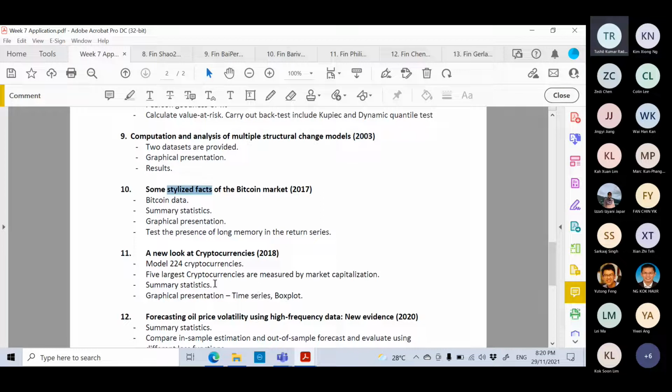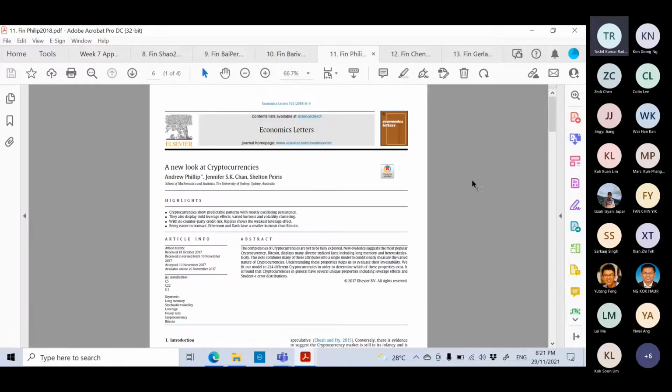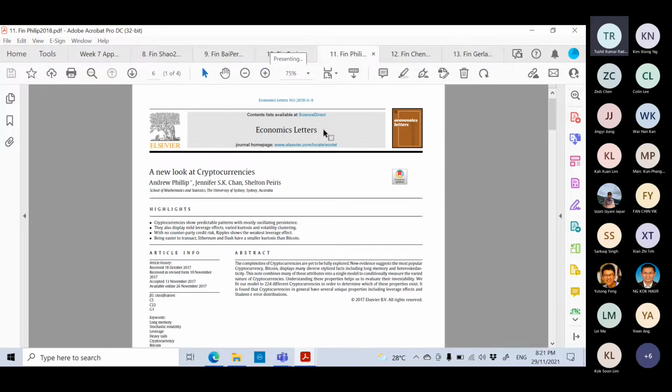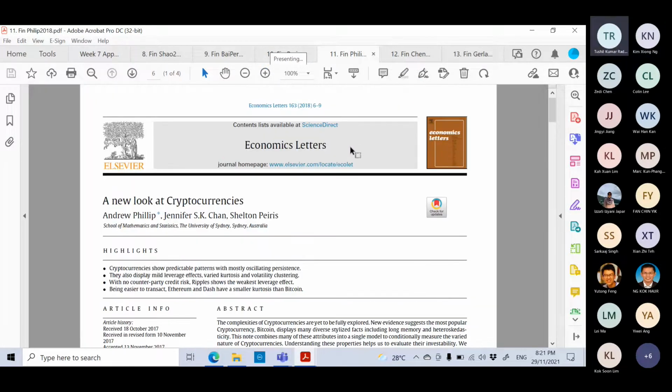But at the same time, in this paper, they use a box plot to present their results. Presentation of your results is also one of the skills you need to go through. You can use any of the graphical techniques to present your results, so that they can provide more informative information. This is the paper number 11, in Economics Letters. Of course, it's a very short paper, just a few pages.